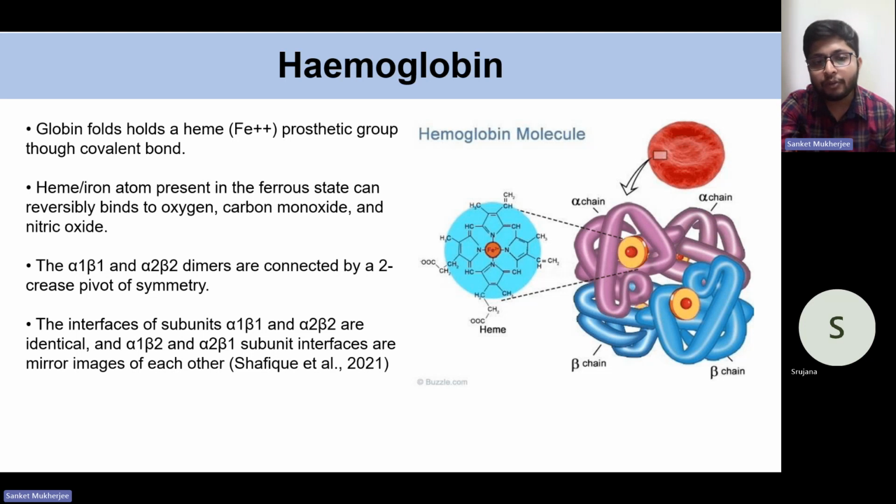oxide. The alpha 1, beta 1, and alpha 2, beta 2 dimers are connected by a two-fold pivot symmetry, and the interfaces of the subunits alpha 1, beta 1 and alpha 2, beta 2 are identical. And alpha 1 beta 2 and alpha 2 beta 1 subunit interfaces are mirror images. So that's the idea. Alpha 1 and beta 2, if you see diagonally, they are mirror images. So that's what they are writing. And alpha 1 beta 1 and alpha 2 beta 2, these are identical. So that's the symmetry that they have.